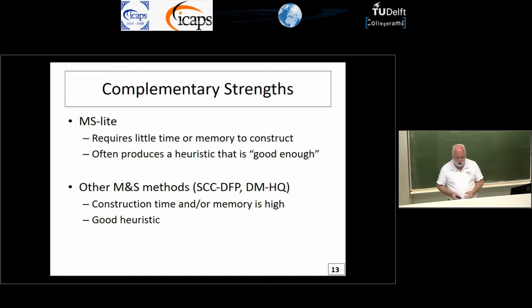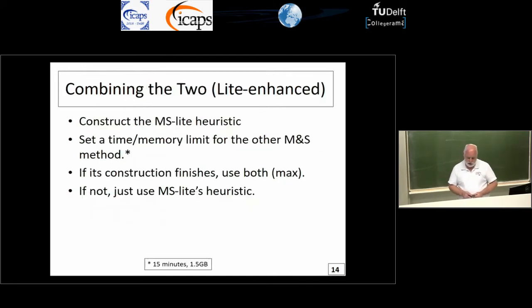On the other hand, other methods like SCC-DFP and DMHQ, the one I talked about earlier in the talk, have a high construction time or a high memory need at construction time, and they typically produce good heuristics. And so you can see that these things should work well together, and that's what we did. And that's what we call Lite-enhanced merge and shrink. The way that we actually implemented this is described on this slide. We first of all construct the MS-Lite heuristic, because that's basically free.